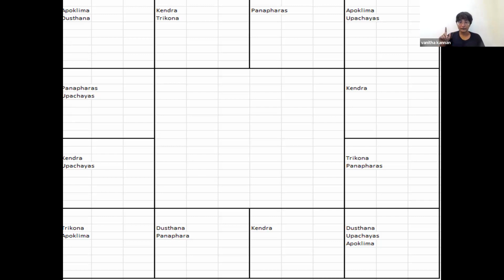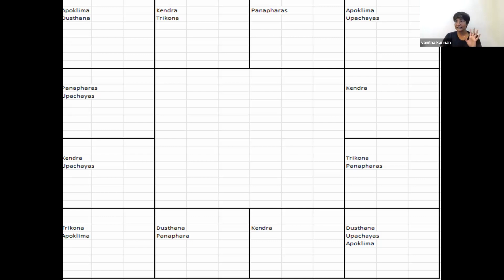Now we'll move on to the 9th house. This is Trikona and Apoklima. Here is again an interesting combination. Trikona is your auspiciousness, and in Apoklima the auspicious level will be only 25%. It will be a little bit reduced, but the Trikona has the highest auspicious strength. So if a good graha is present in your 9th house, that is your Trikona and Apoklima combination, the auspiciousness will be increased.